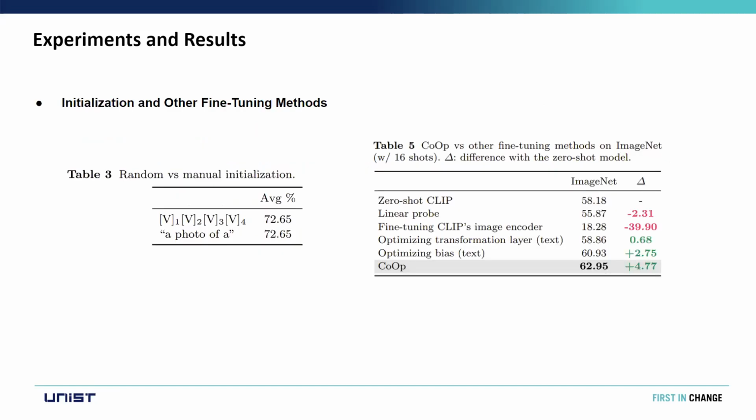And the last slide is about random versus manual initialization, and we don't see that much difference as long as we have some good manual initialization. But the authors usually recommend random initialization, which works better in nearly all cases. And then on the right, Table 5 summarizes the CoOp method against other fine-tuning methods on ImageNet. As we can see, CoOp has much higher accuracy and a higher difference over zero-shot models.